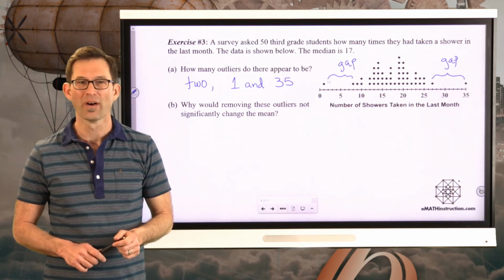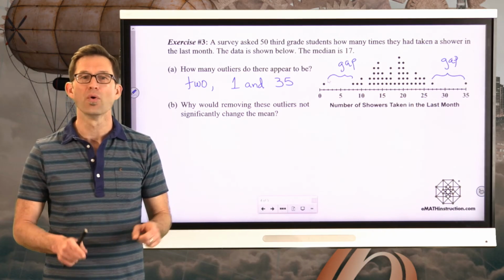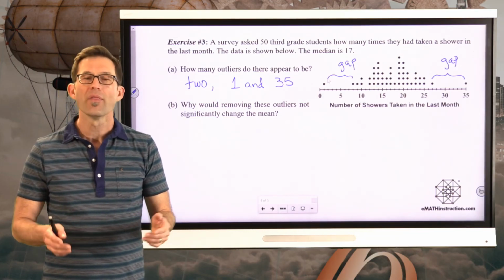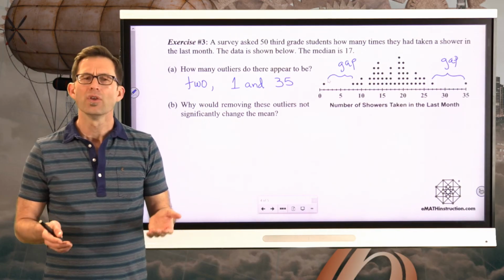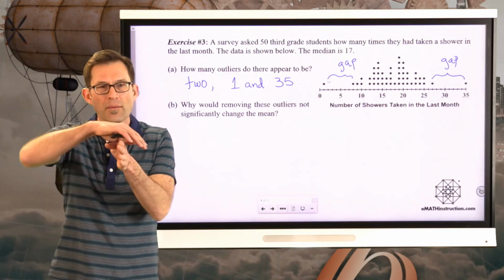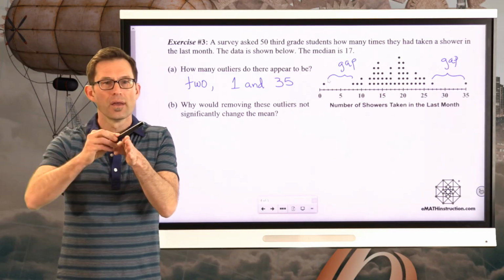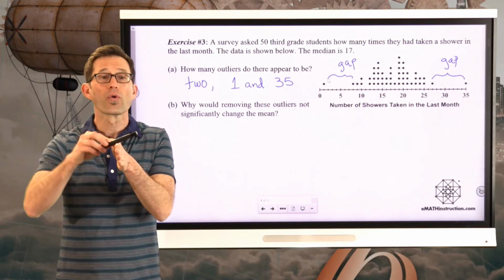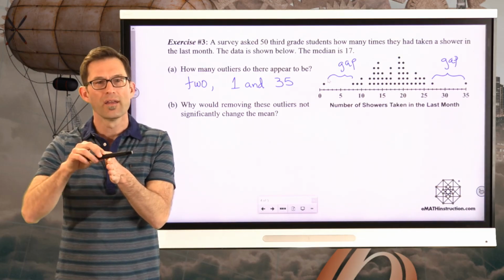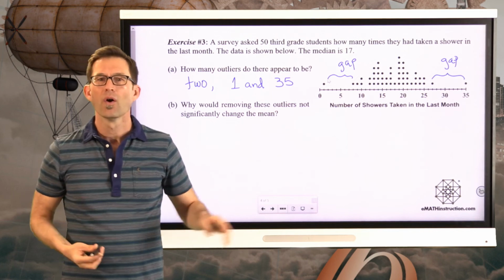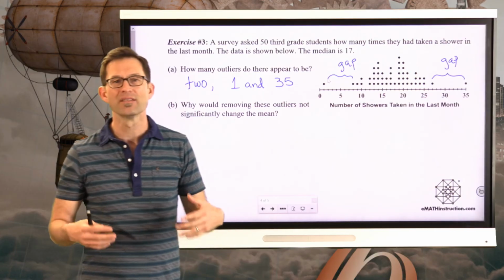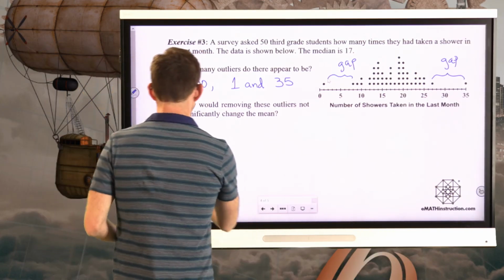Well, it's kind of cool. It's because there's one on both the high end and one on the low end. So if you will, they kind of balance themselves out. You can almost think, if you've ever seen a seesaw or teeter-totter, you've got the place where it's pivoting, the fulcrum, as we call it in physics. That's sort of the mean. It's the balancing point. Well, the one on the low end and the one on the high end kind of balance each other out.